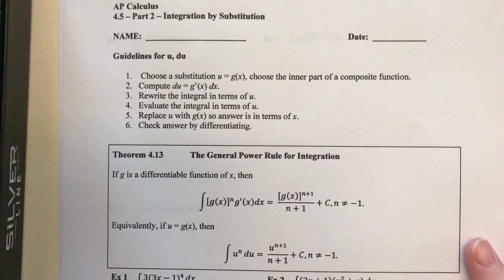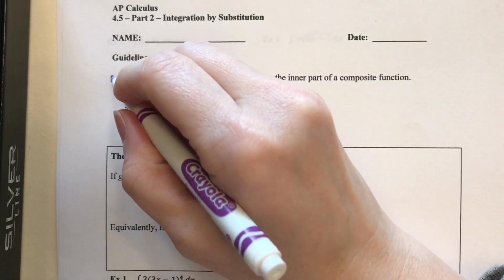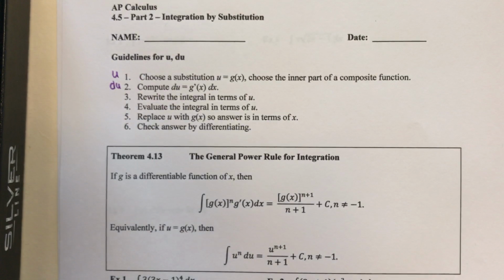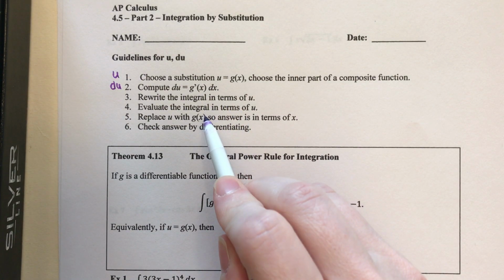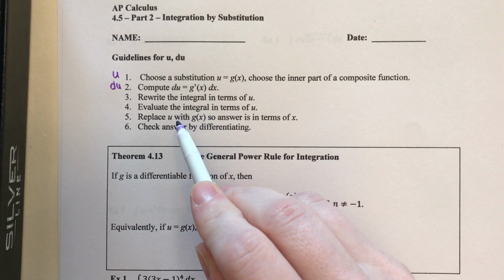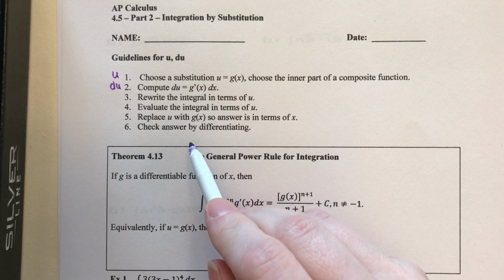Okay, so we are going to be working on 4.5, Part 2, Integration by Substitution. At the top of the notes here, we have a list of all the things that you want to make sure you do when you try a u substitution. First, pick your u. Then find du. Those are our first two steps, u and then du. Then rewrite your integral in terms of u, take the integral, and plug back in for u. You can always check your answer by taking the derivative, working backwards.